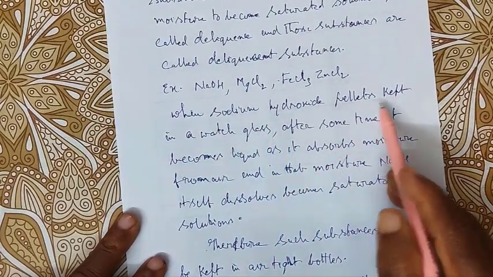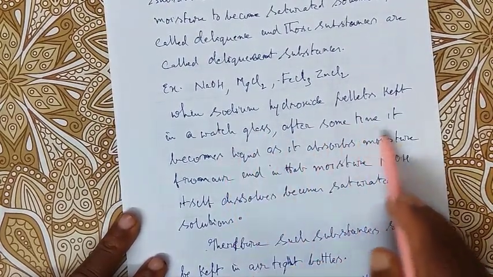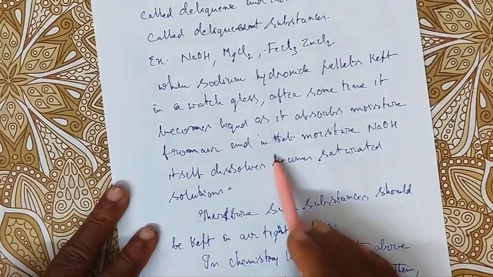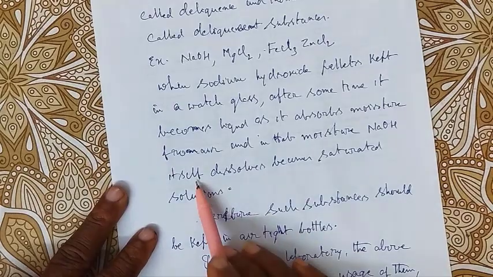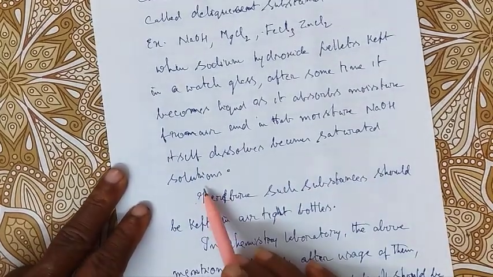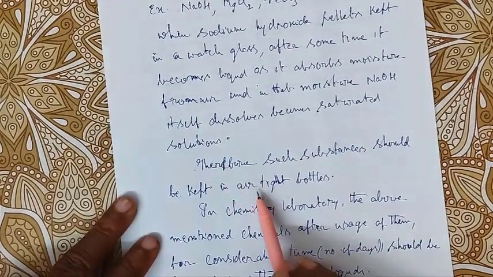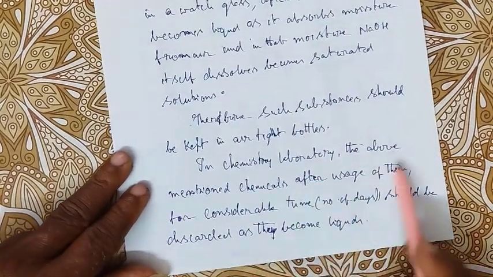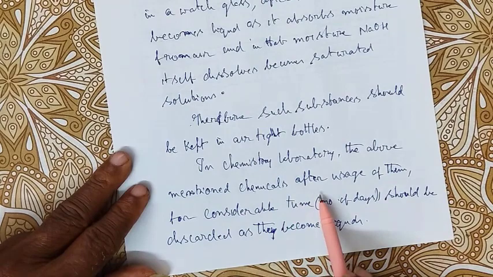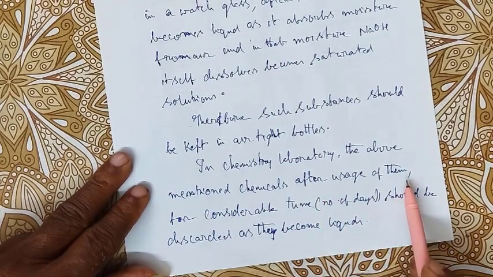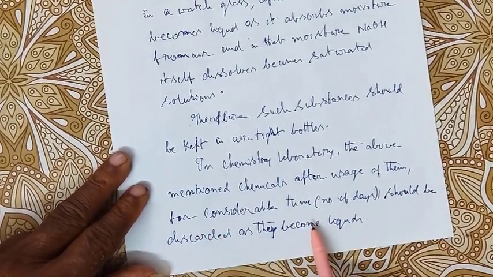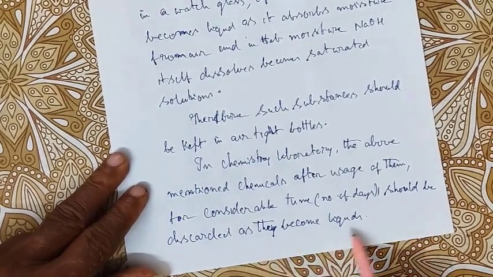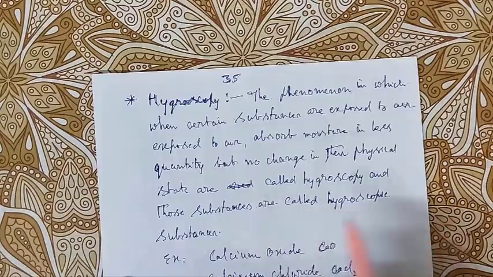When sodium hydroxide pellets are kept in a watch glass, after some time they become liquid as they absorb moisture from air, and in that moisture sodium hydroxide itself dissolves and becomes a saturated solution. Therefore, such substances should be kept in airtight bottles. In the chemistry laboratory, the above mentioned chemicals, after usage for a considerable time, that is, a number of days, should be discarded as they become liquids and are not useful.